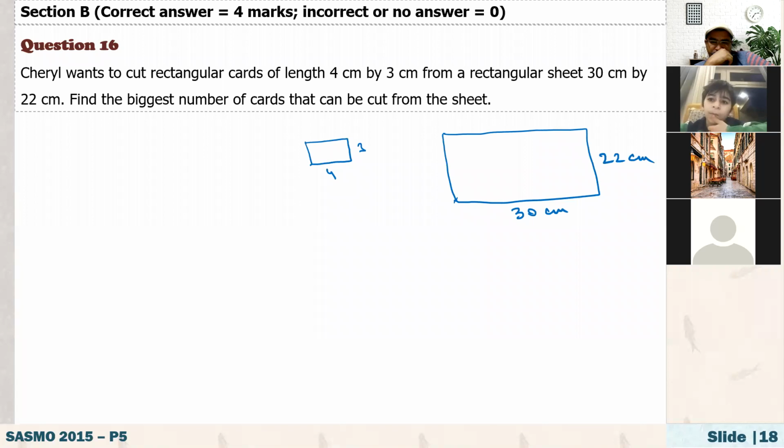Is it 55? 55. Yes. Why? Simple calculation, because 22 multiplied by 30 will be equal to 660. Then 4 multiplied by 3 will be equal to 12. And when we divide it, it will be equal to 55. But Fikriye, can you explain here how do we cut out those 55 pieces? How?